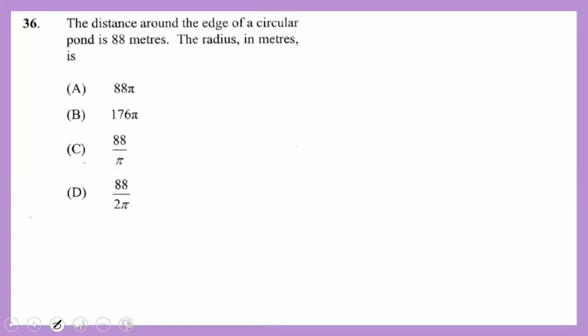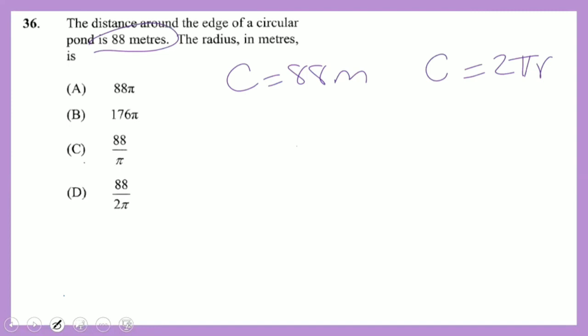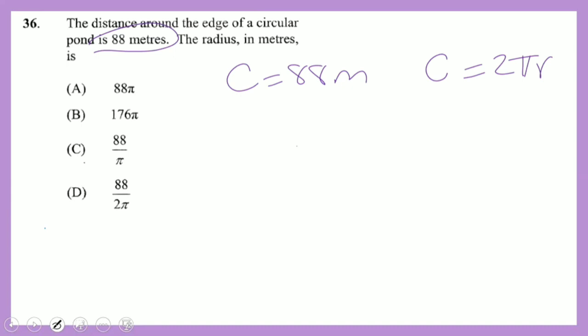Number 36. The distance around the edge of a circular pond, that is, the perimeter of a circle, the circumference, is 88 meters. What is the radius? Do you know any formula that involves circumference and radius? Yes, circumference equals 2 pi r. And clearly, you don't need to replace pi, because pi is still in the answer.